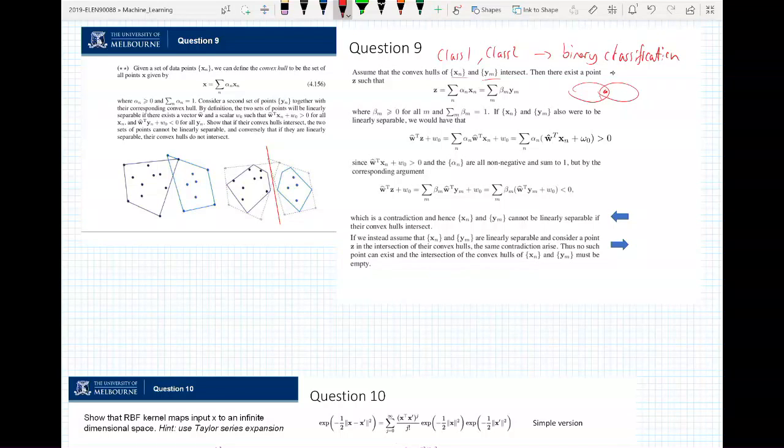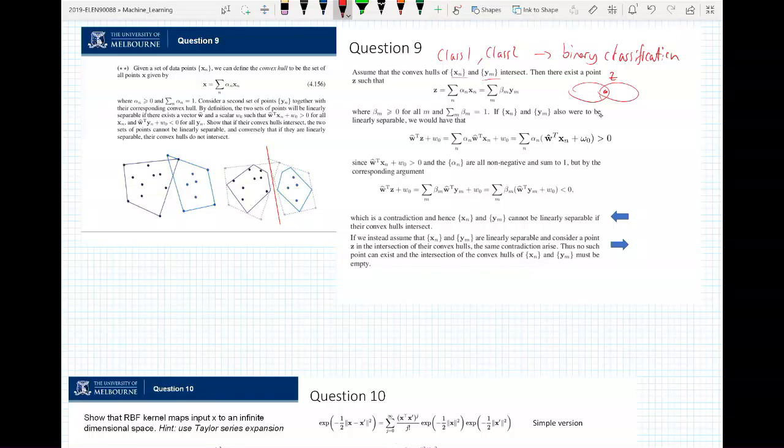So z is here. Then it is supposed to be within the convex hull of one and the other as well, right? So I can write it as the sum of alpha n xn, but also I can write it as the sum of beta m ym. The number of points may be different from each other. So alpha and beta have the same property: by the definition of a convex hull, they add up to 1.